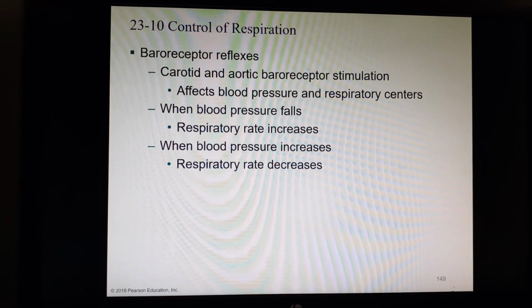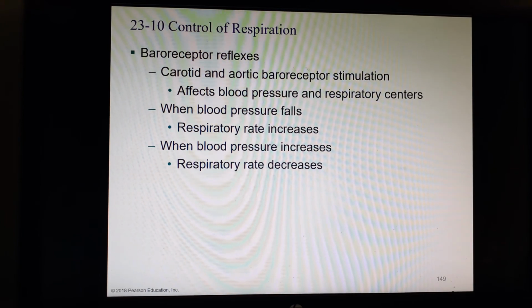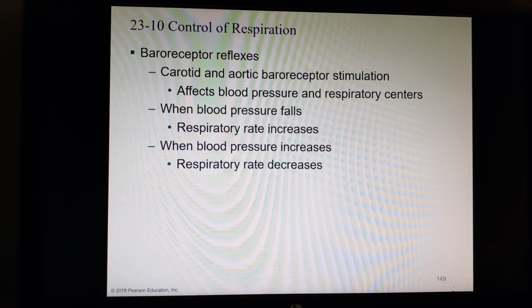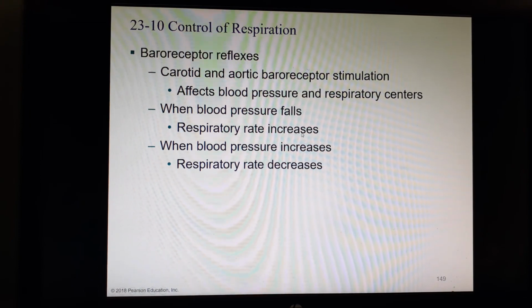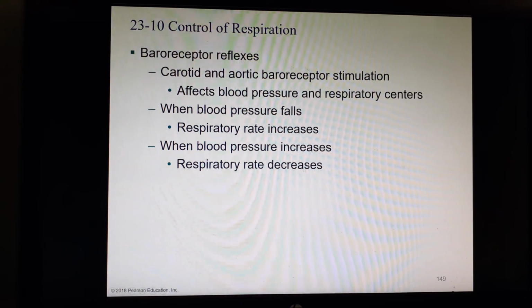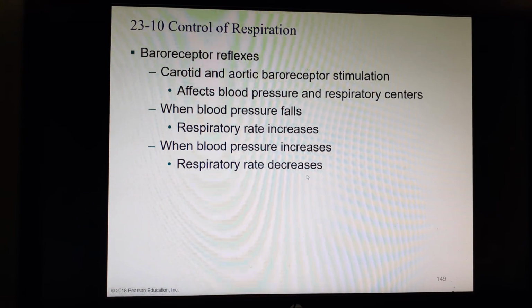The baroreceptor reflexes are in those same spots we discussed before, the carotid and aortic baroreceptors, looking at your blood pressure. If your blood pressure falls, your respiratory rate increases. If your blood pressure increases, your respiratory rate decreases.